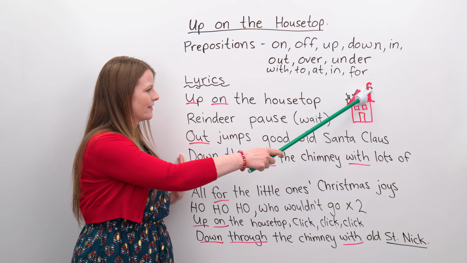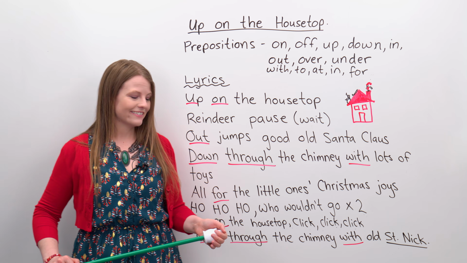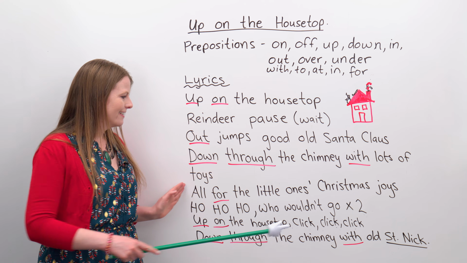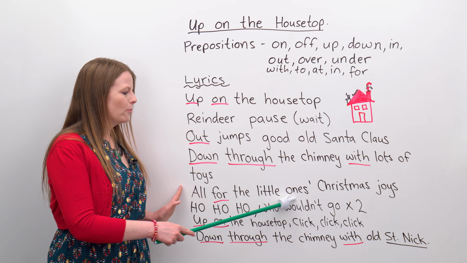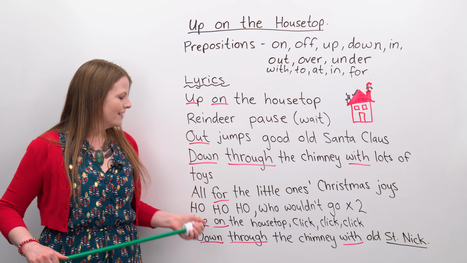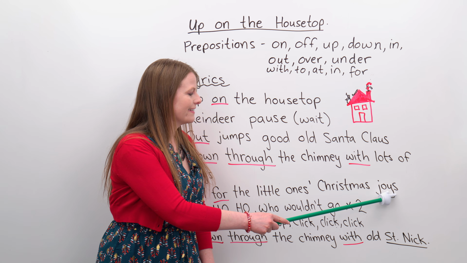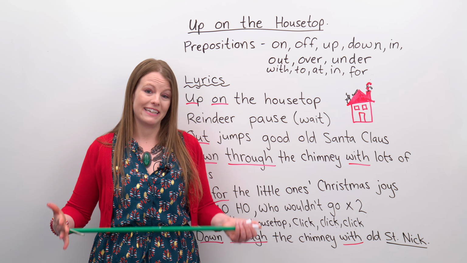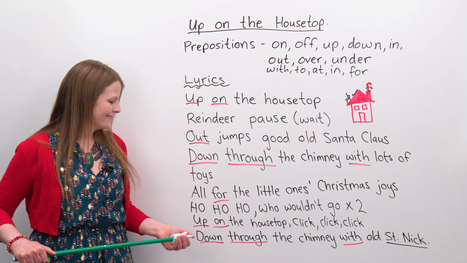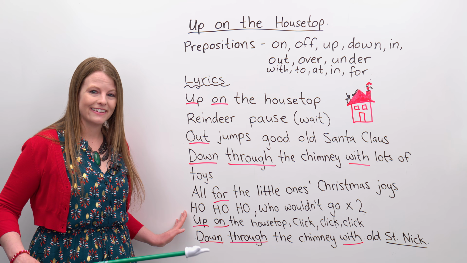So where does Santa go? He goes down through the chimney with lots of toys. So who are the toys for? The toys are for the little ones. Little ones means children in this song. "All for the little ones' Christmas joys." And joy is another way to say happiness. So why is Santa doing this? To make children happy.